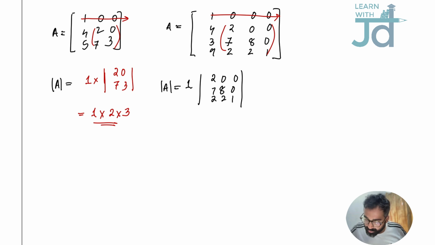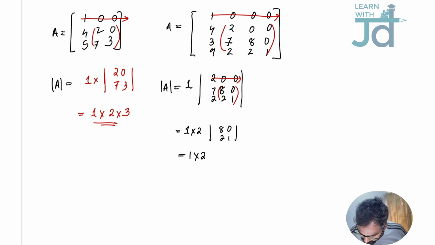Now here, how will you open it? It is going to open the same way. So again 1 and 2, 2 and 2, and this will be the cofactor there. So then 8, 0, 2, 1. Now since this is 0, you will just have to do 8 into 1. So 1 into 2 into 8 into 1. That is the answer. And voila.